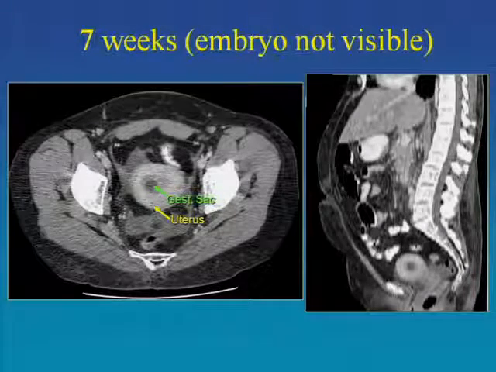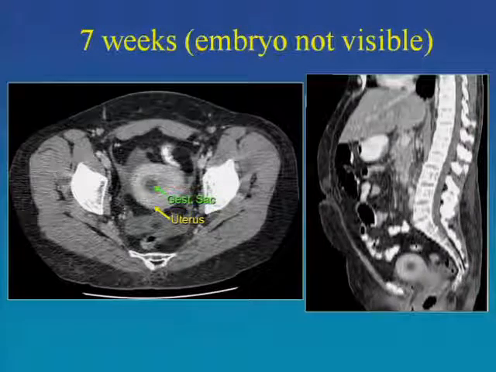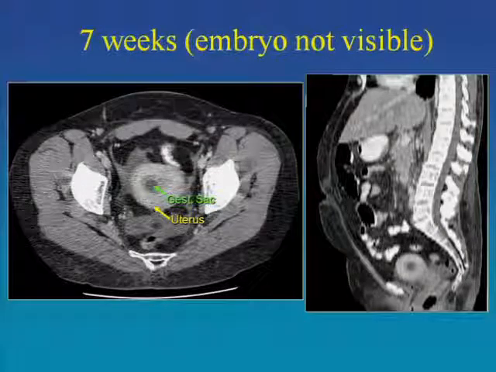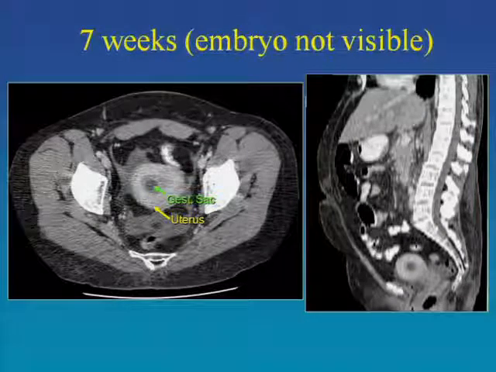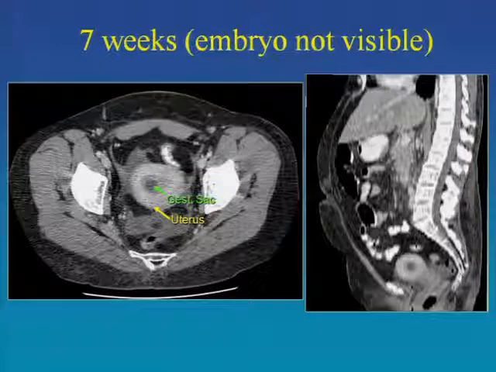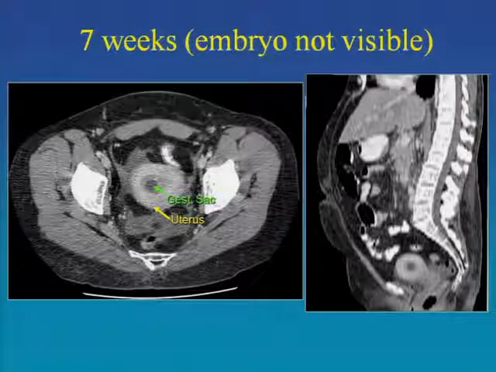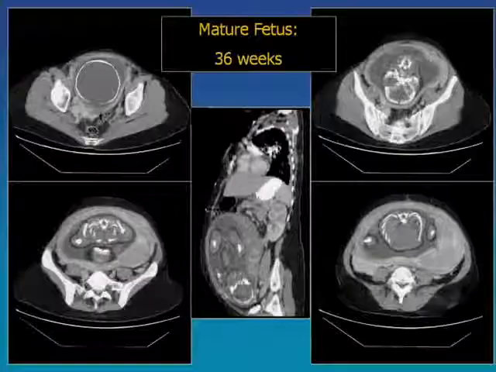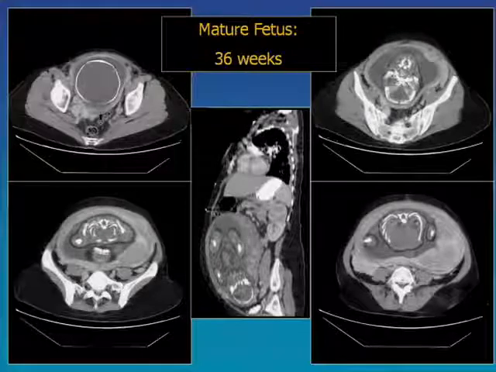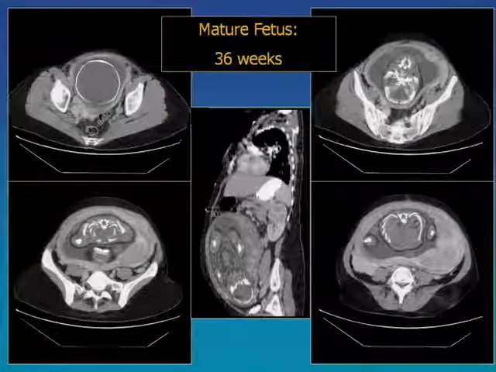So here was some CT scan data that was provided to us. Sometimes at a really early gestational age, at 7 weeks, you really can't see very much, but you can see the gestational sac and the uterus, so we had them contour that. And I'll show you what those models look like in a second. Or we had some more mature fetuses, 36 weeks.